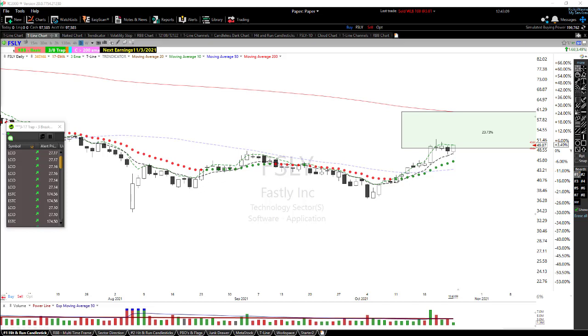Let me move. Whoops, wrong way, Rick. I'm going to get this up there. Didn't get right on the mid price. There we go. So I've got an order in for Fastly.